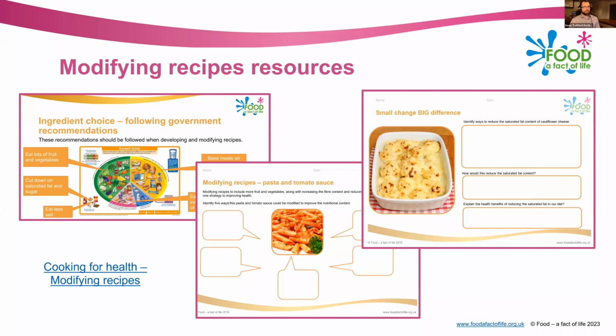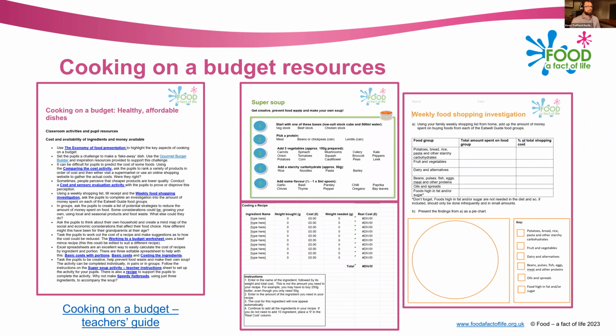And then some other resources, for example, the small change, big difference. This is a bit more specific and guided. So for example, this cauliflower cheese, you can identify ways to reduce the saturated fat in this recipe, and then also link that back to the nutrition messages that they're being taught at the same time.